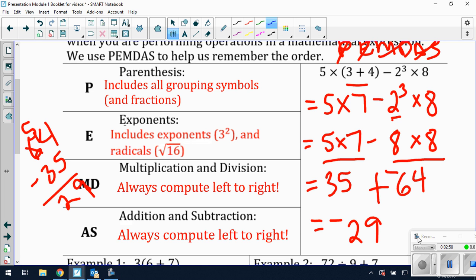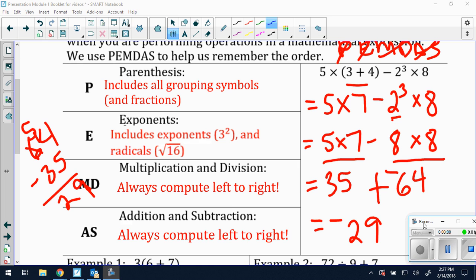We're going to go over the 6 examples together in class. We'll do that tomorrow.